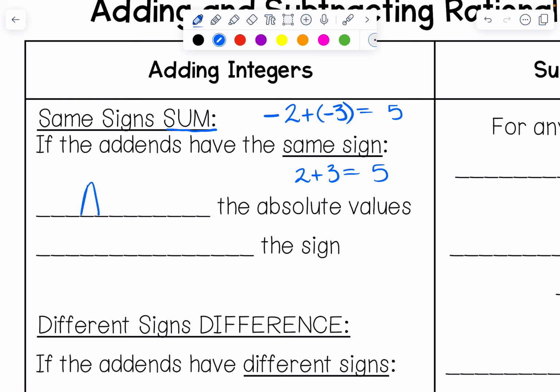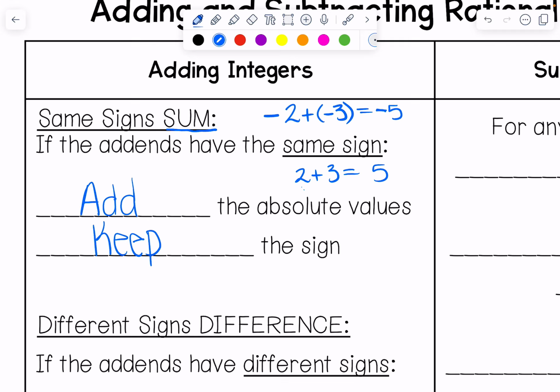So we're going to add together the absolute values and keep the sign. So 2 plus 3, we add the absolute values of 2 and 3, which is 2 and 3. We add 2 plus 3 to get 5. We keep that common sign, so since we're adding two positives, our answer is positive. For -2 plus -3, we add together the absolute values. The absolute value of -2 is 2, absolute value of -3 is 3. If I add 2 and 3 together, I get 5, and then we're going to keep that common sign, so this one is now negative.